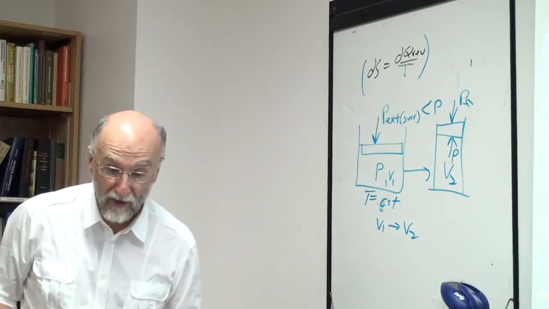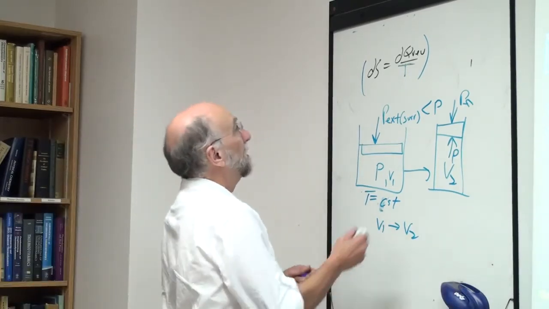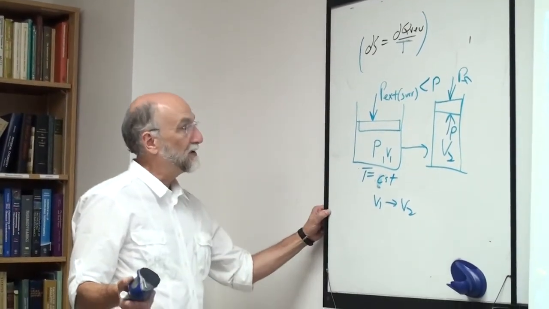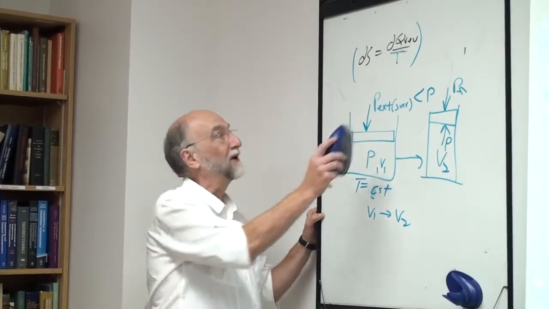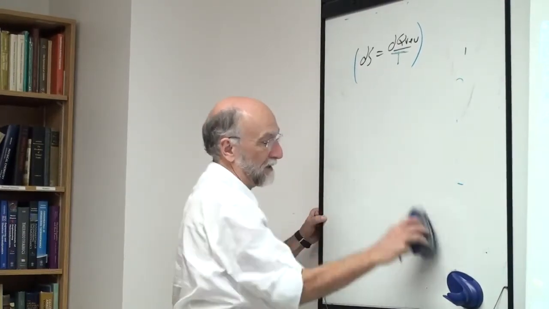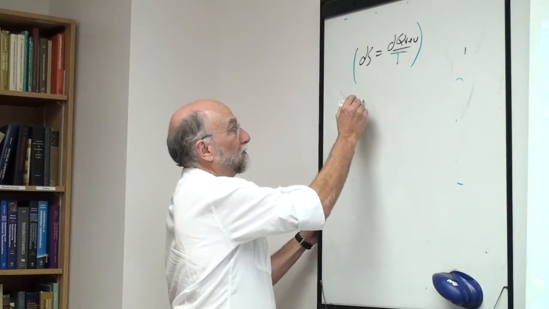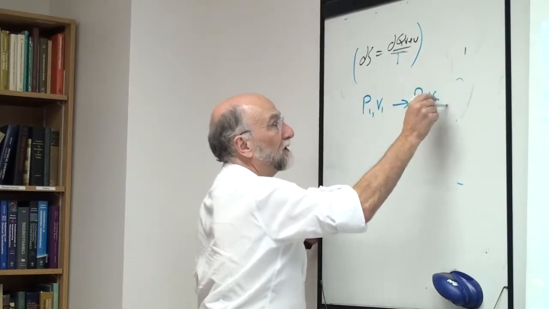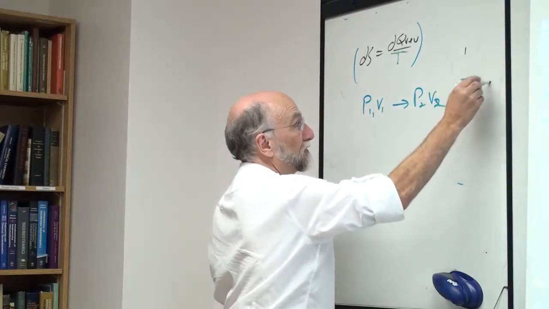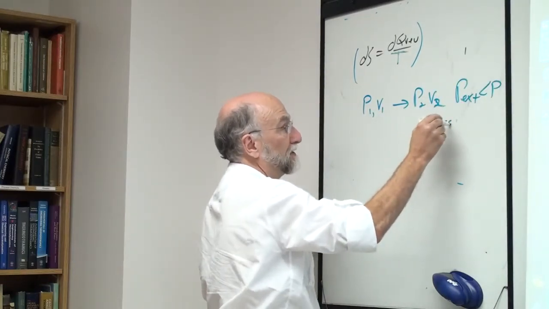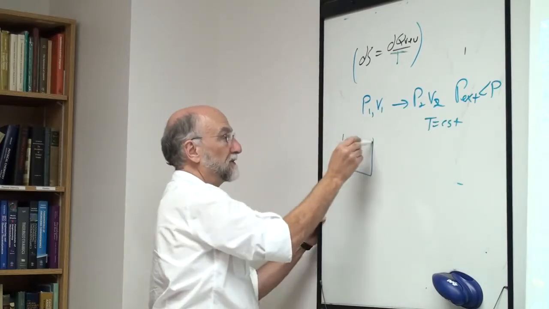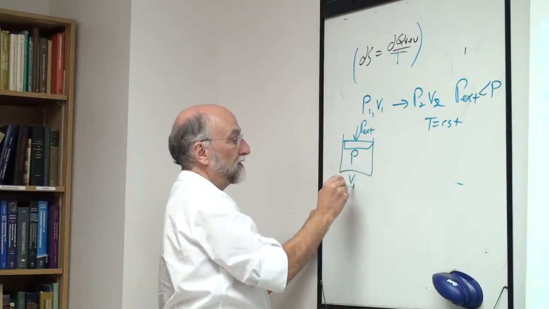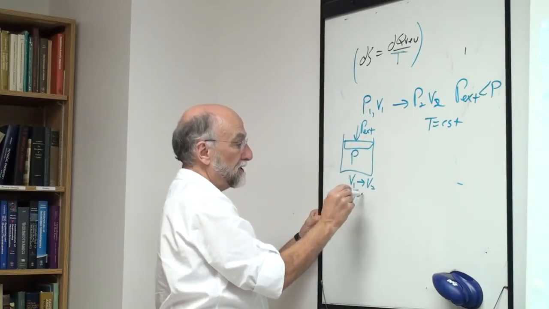All right, now we already did this before. What is delta S? Okay, we have a gas expanding from P1 and V1 to P2 and V2 against an external pressure, P external, which is less than P, and T is constant. So here's your gas, P external, or surroundings, P internal, V1 to V2, T equals constant.